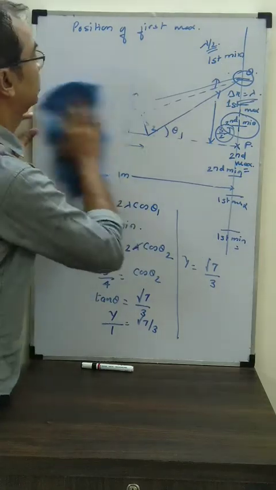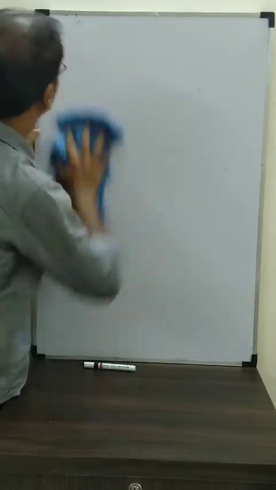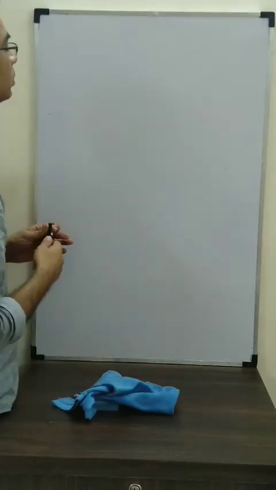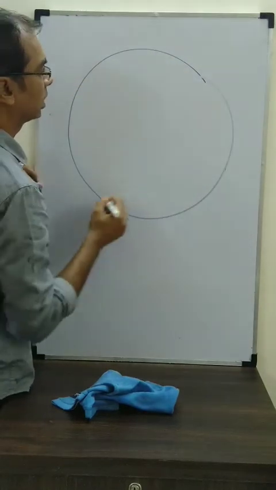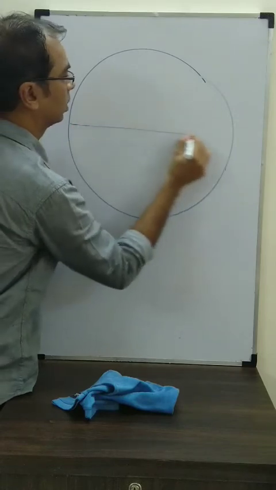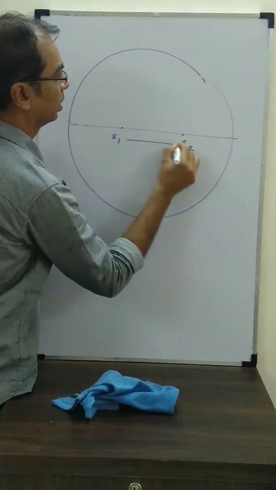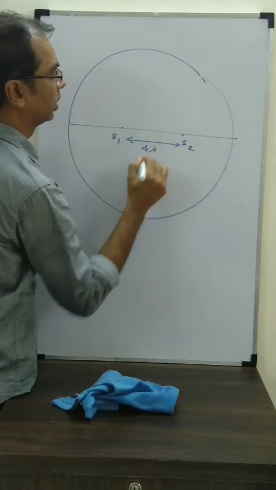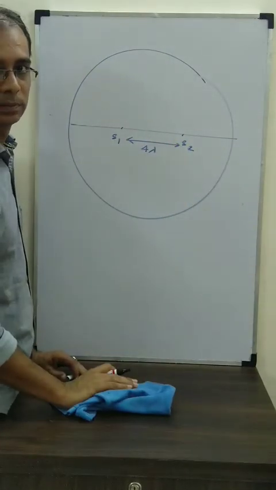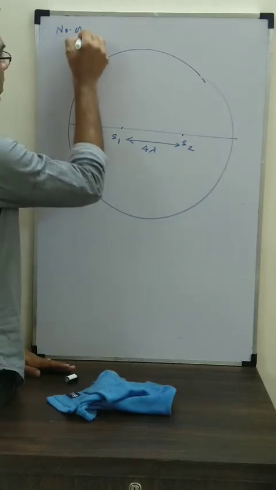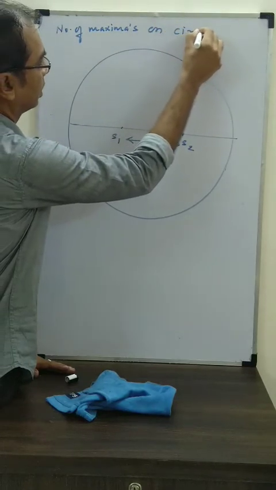Let's solve a few more problems. Now suppose that there are two sources and this is the screen. The screen we are taking in a circular form. And on the diameter, two sources are kept. And the distance between the two, let's say, is 4 lambda. So we have to find how many maximas are possible on this circular screen. Number of maxima on the circular screen.